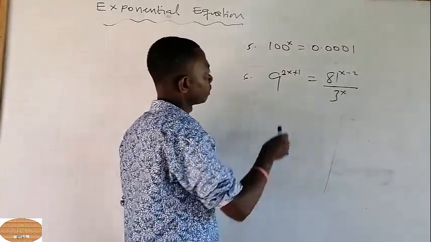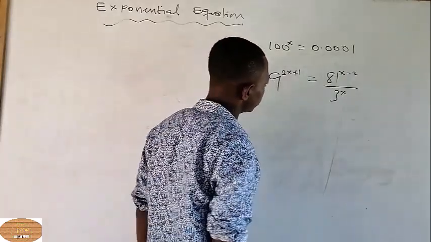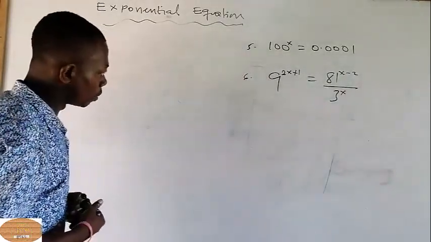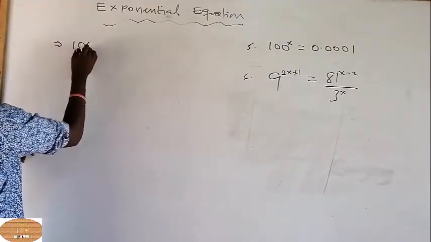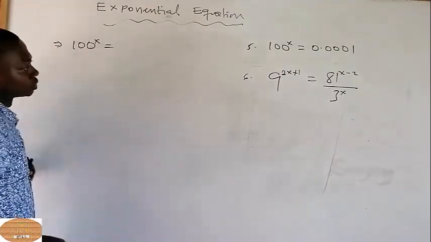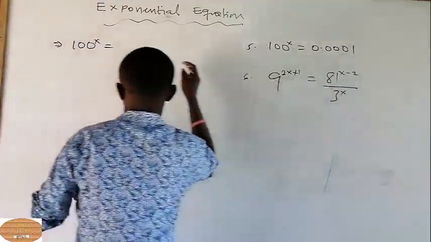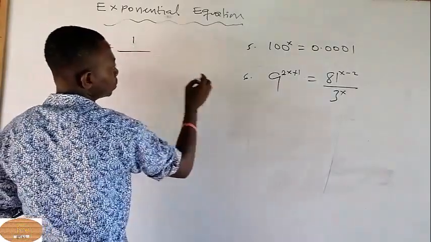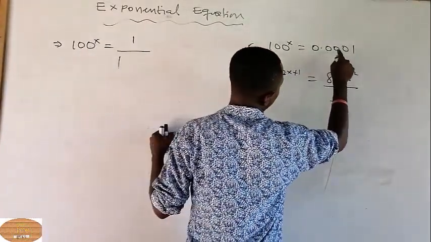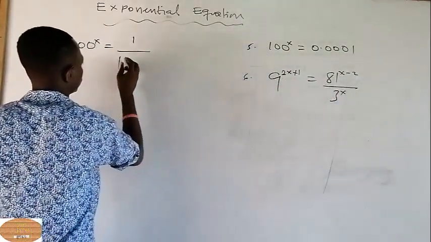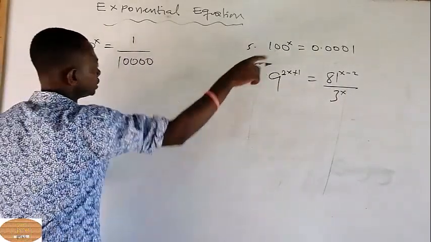Now the fifth one, we have 100 to the power x equals 0.0001. Alright, so I have this one. 100 to the power x equals, so this one is the same as 1 over. Where the point is, I'll put 1 there, then count 1, 2, 3, 4. So I'll make 4 zeros. 1, 2, 3, 4. Alright. So this one is the same as that.